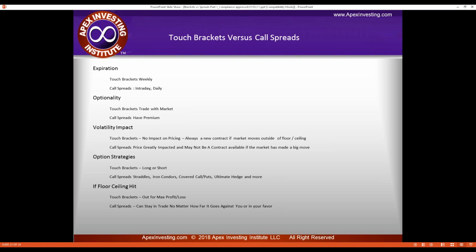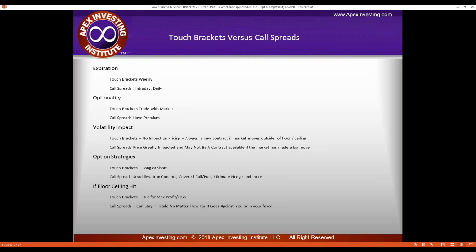Volatility impact. If it's a low volatility day or a high volatility day, the touch brackets are not impacted on pricing. They're not affected by volatility. And there's always going to be a contract. There's going to be a new one put in place if the market goes outside of the floor or ceiling. Call spreads can be greatly impacted by volatility. And there may not be a contract there if the market makes a big move and blows through a floor or ceiling. If there are contracts there, that high or low IV can affect the proximity and the premium and how your profit and loss moves next to the market move.